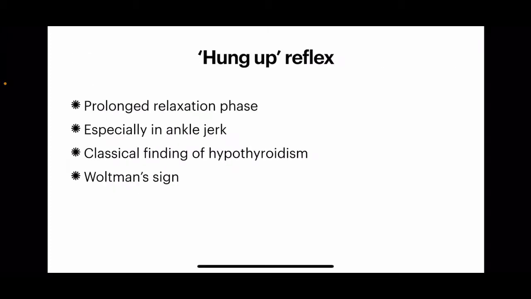So what is this term called hung up reflex? As you know, every reflex has 3 stages. One is the lengthening, that is when you tap the tendon, you are lengthening the tendon. Then there is a contraction phase and then a relaxation phase. When the relaxation phase is prolonged, this is what is called hung up reflex. This is seen especially in the ankle jerk, a classical finding in hypothyroidism, and this is called Woltman's sign. So this is very important for you to remember.